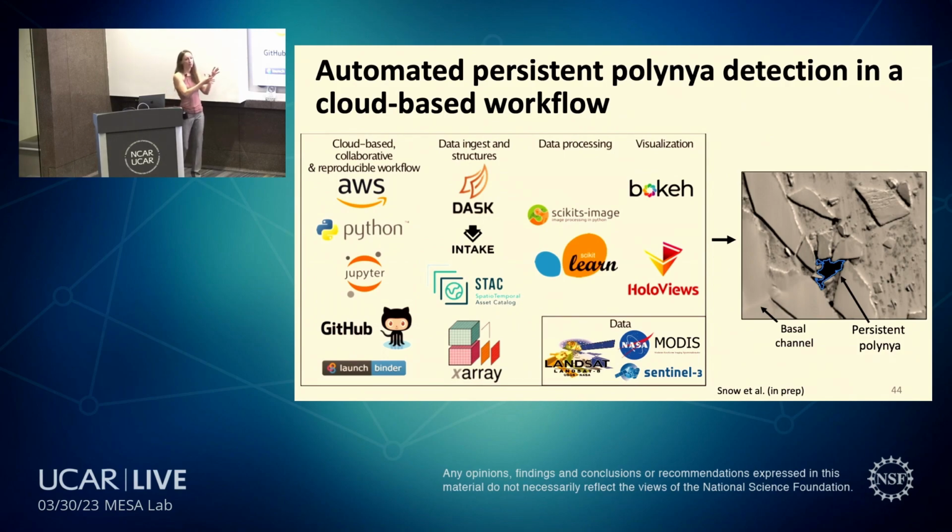And so as part of this, we can do classifications, but with new emerging technologies, we can start to input information about the physics to be able to detect the polynya as well. So we know that these polynyas are associated with basal channels and the front of an ice shelf. So being able to incorporate that information into a machine learning algorithm will help to automate this.